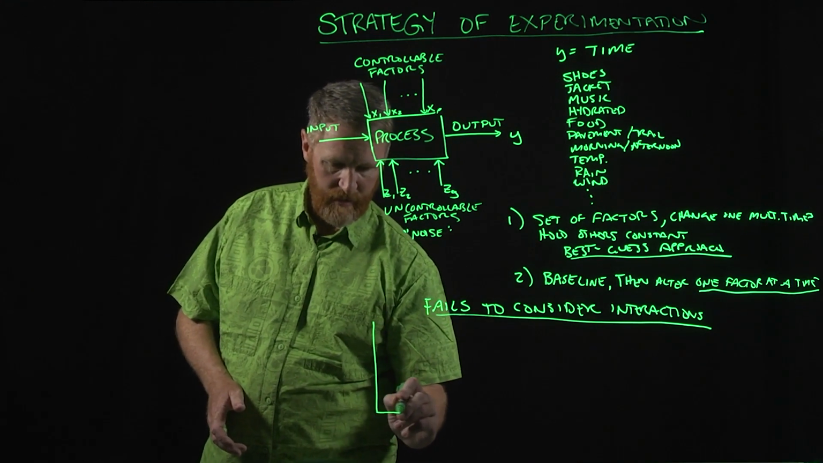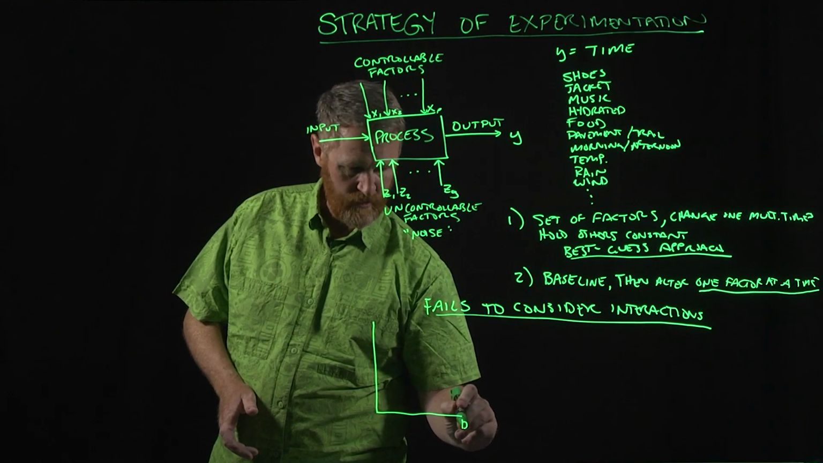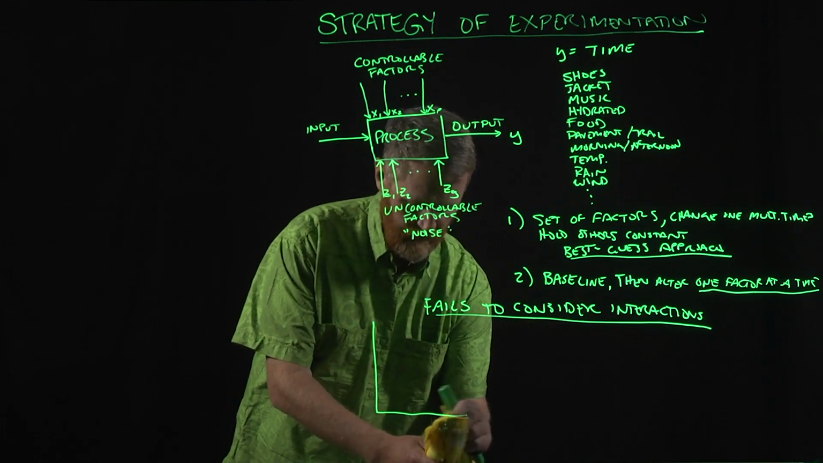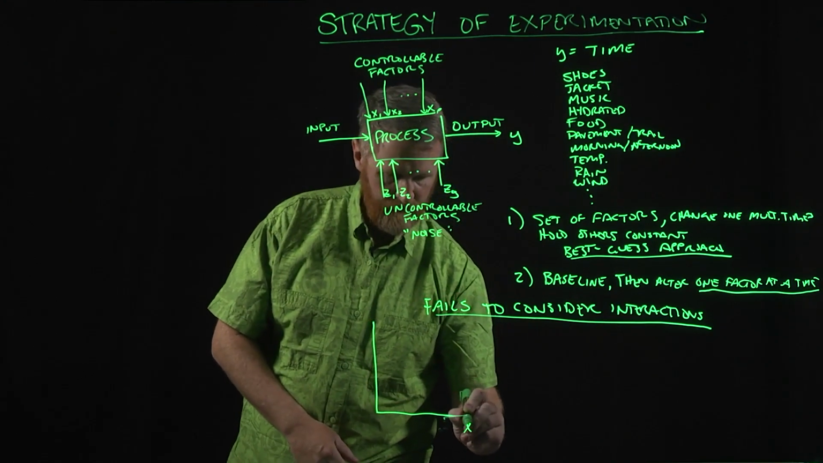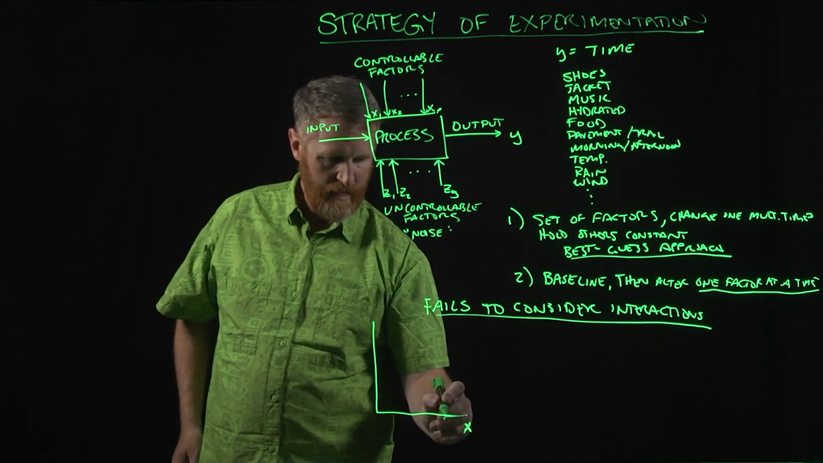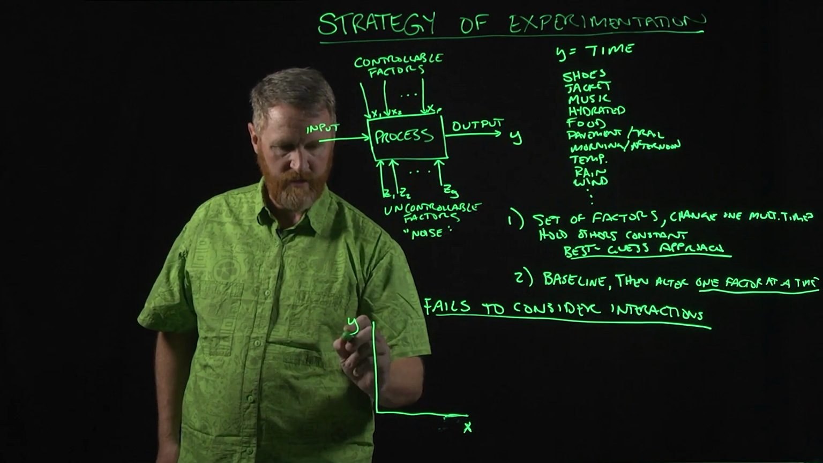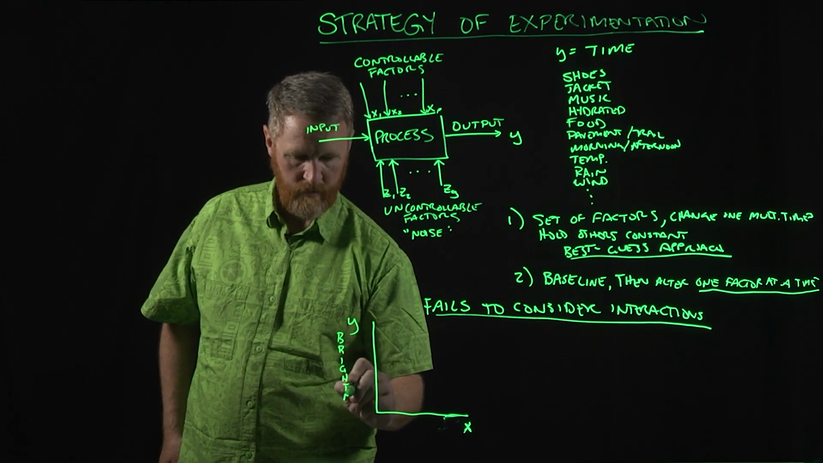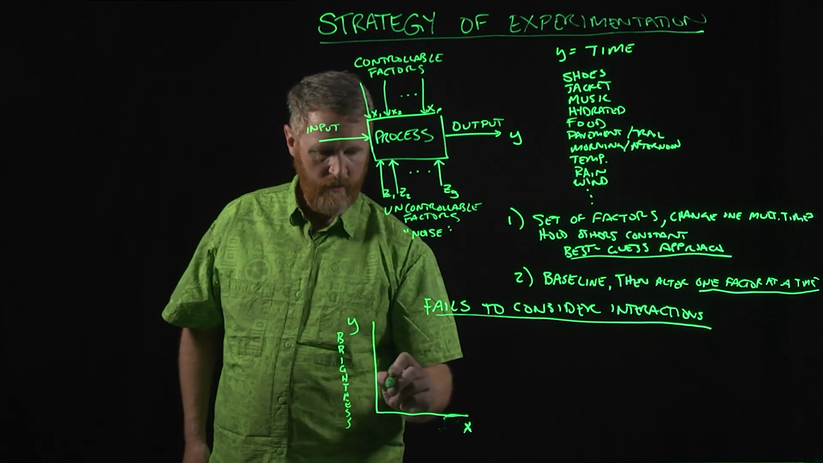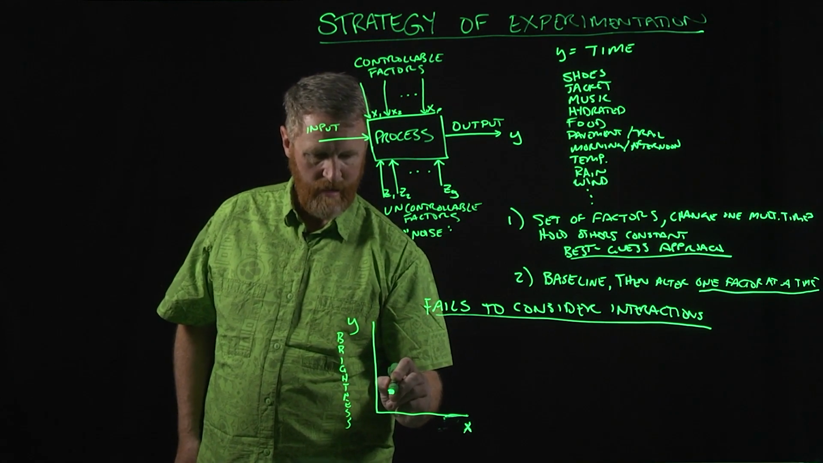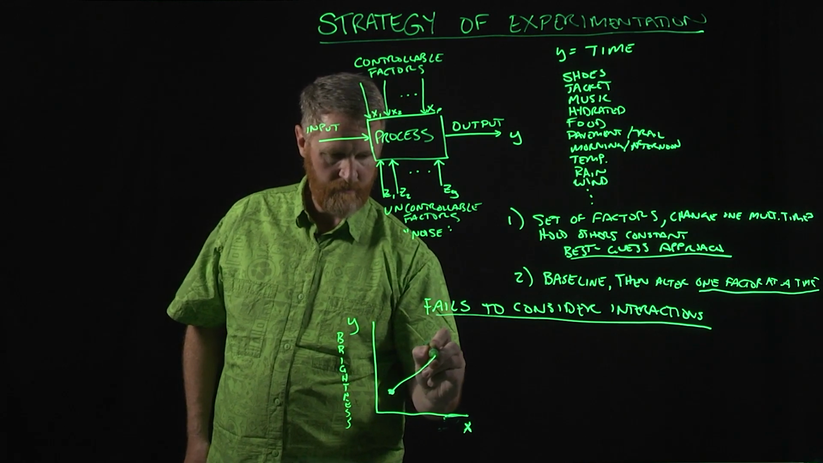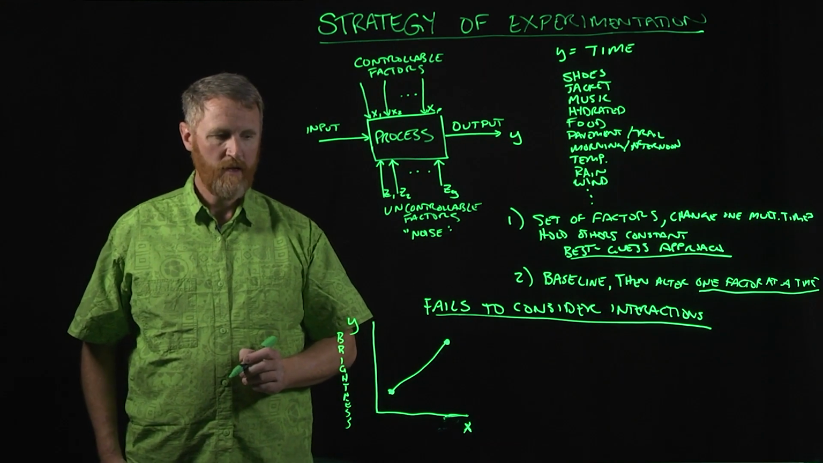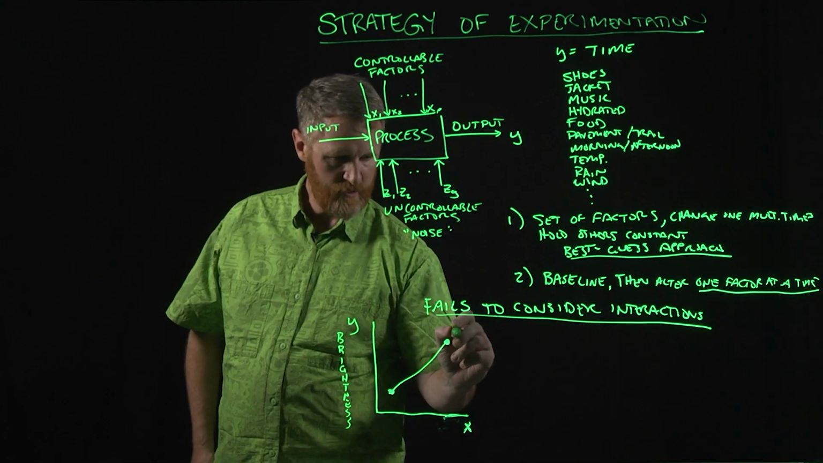If I have the dimmer switch setting, we'll just call this X for now, and then this would be the brightness of the light. As I take this dimmer switch and I go from here up to here, it gets brighter, right? So that's what we would expect. But, so this would be the dimmer switch.